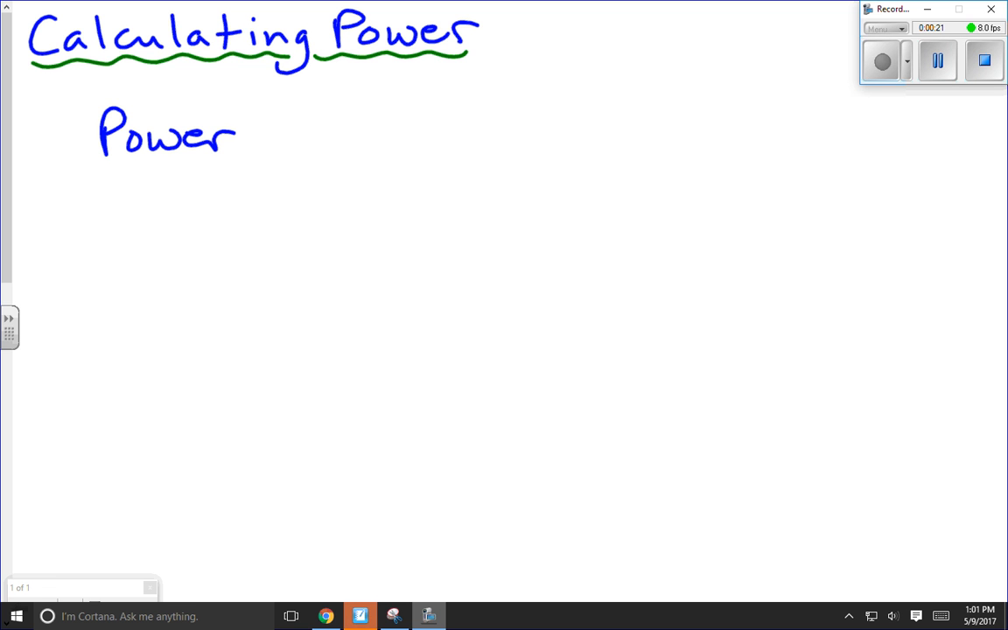Power is a quantity of energy used over a period of time. We measure quantity of energy in joules, so it would be joules per unit time, which is seconds. We've decided that a joule in 1 second is called a watt. 1 joule consumed over the course of 1 second is 1 watt of power.